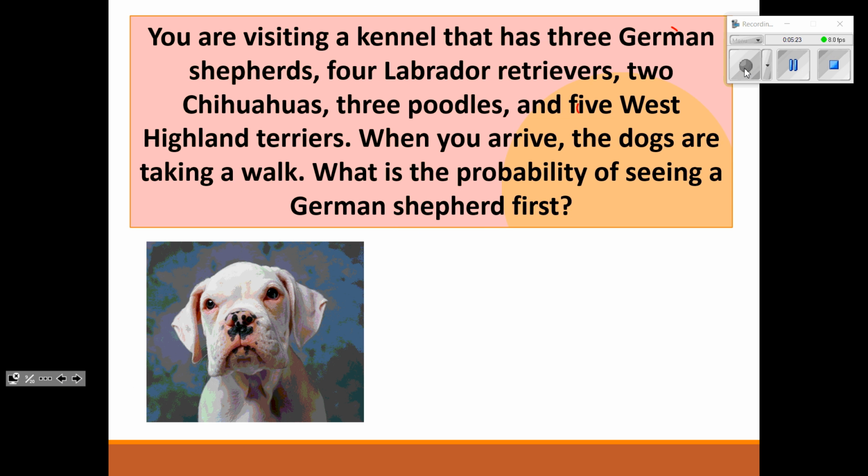You're visiting a kennel that has 3 German Shepherds, 4 Labs, 2 Chihuahuas, 3 Poodles, and 5 West Highland Terriers. When you arrive, the dogs are taking a walk. What is the probability of seeing a German Shepherd first? We need to know the total number of dogs. There was 3, 4, 2, 3, and 5.